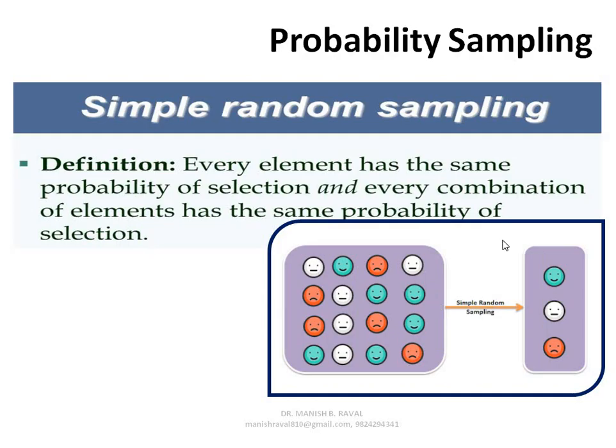The picture itself is very much explanatory. This is the whole universe, and out of this whole universe everyone is given equal chance. You can see all the elements are given equal chance of being selected in the sample. So this kind of sampling method is known as simple random sampling, where every element has equal chance or equal opportunity of being selected in the sample.